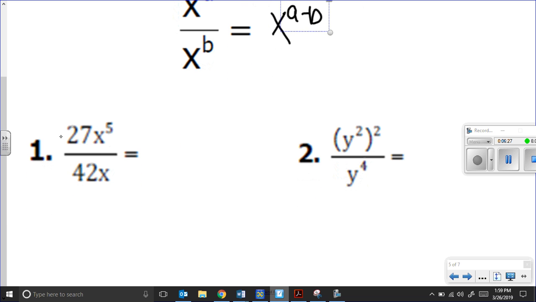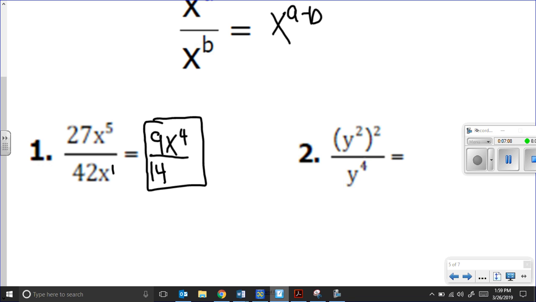So in this case, in example 1, we're going to look at 27 over 42, which are the coefficients for each one. And so we're going to simplify those, and you can simplify those by 3. And so you get 9 over 14. And then we have x to the 5th over x. So remember, this x has an exponent of 1 here. So now we're going to subtract them, x to the 5th over x to the 1st. And then we get x to the 4th. And make sure every time you subtract them, you put the answer at the top. And so now this is our final answer. Everything is as simplified as it can go.